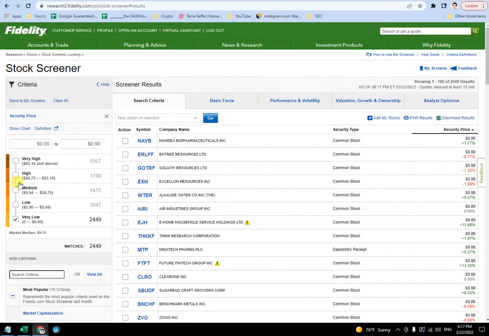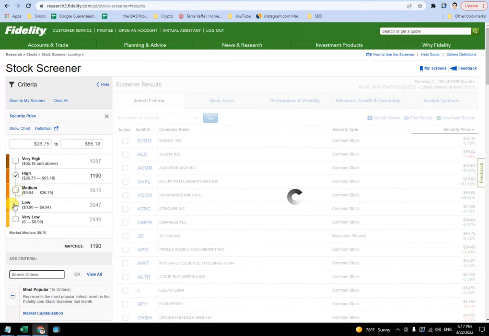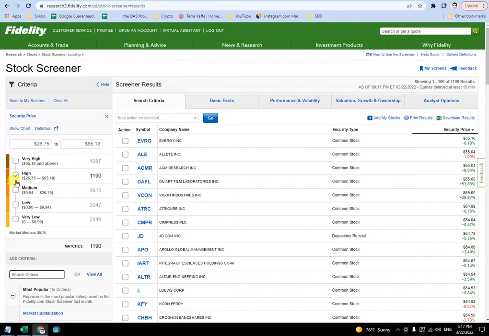Again, you can change it. So we can go to high. If you click on that, it might check all of them. But let's say you just want to look at just high. Just make sure you keep on unclicking and then clicking the right one. And this will be $26.75 to $65.18. Now, is this a good way? I would say no, but it's just one way to look at the stocks.